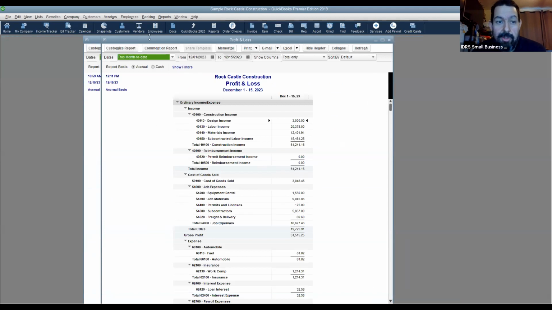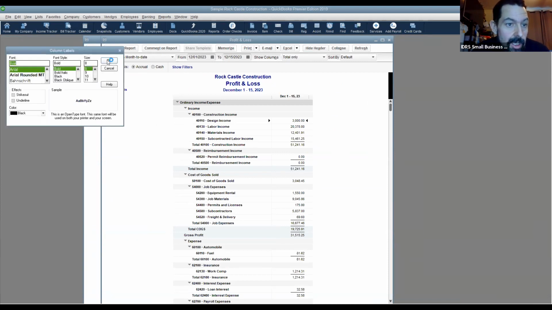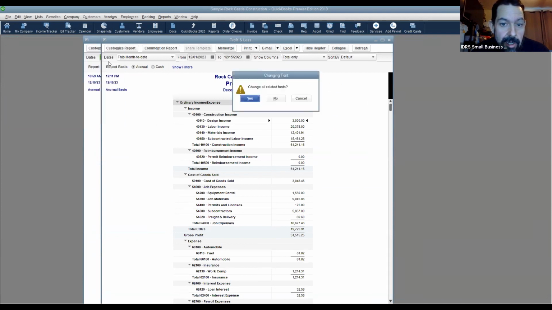I'm closing all these other windows. I don't think I can make this bigger, or else I definitely would. Let me see if there's any way to zoom in. No, let's go here. Let's see if maybe just going into size.